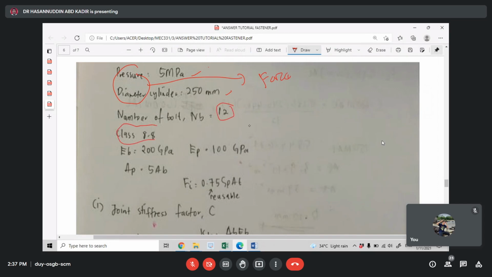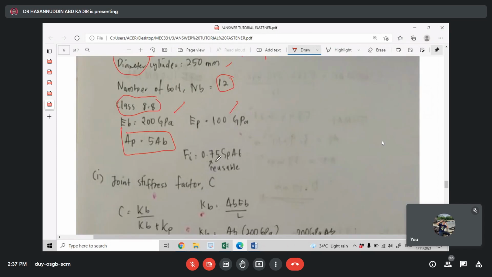Class number also give to you 8.8. AB give, EP also have. So AP ni you tahu part is 2 or 5 times for the AB. Okay. Please remember that we apply the Fi is 0.75 Sp A. So this one is 0.75 because already mentioned on the question, we apply a reusable.